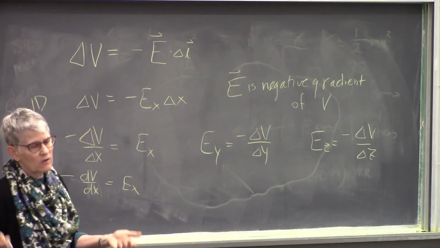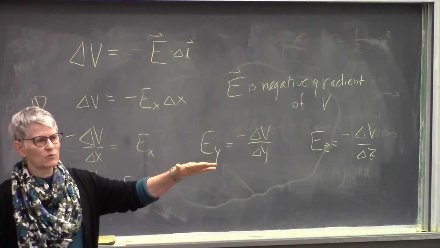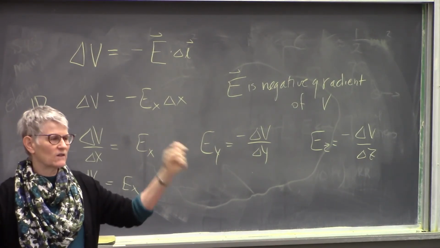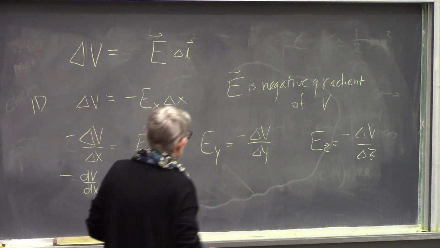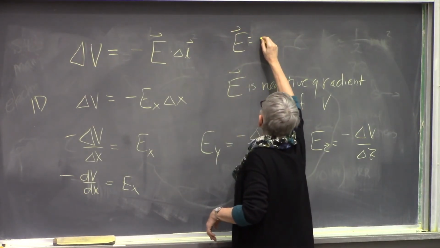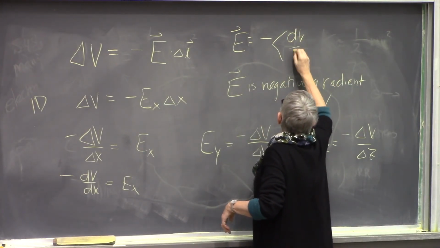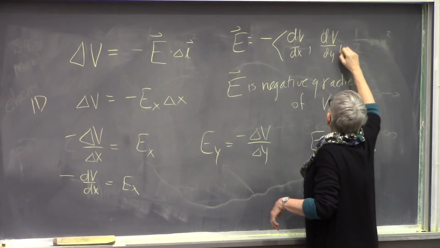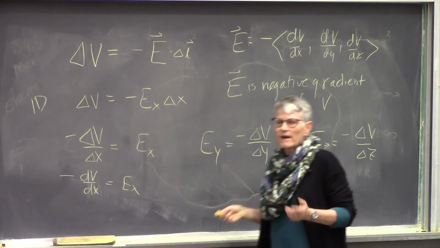So what is a gradient? I don't know if you've heard that word, but a gradient is just a three-dimensional spatial derivative. So you have to compute the derivative with respect to x, the derivative with respect to y, the derivative with respect to z. So we could write E equals minus dV/dx, and so on. Okay, that looks a lot hairier than it really is.